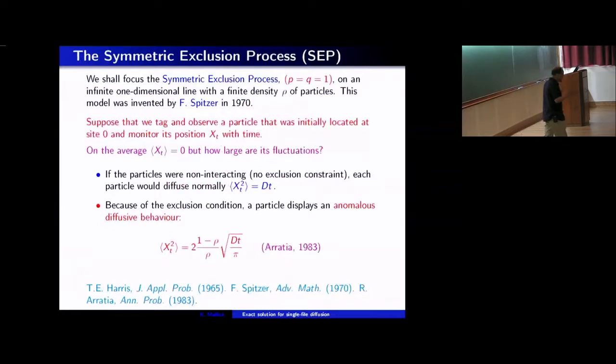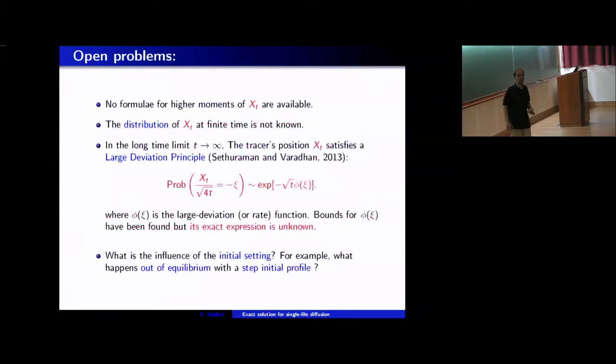And people have studied a lot this exclusion process and done plenty of things. But for this precise problem of a tagged particle in the symmetric exclusion process, not much progress was made. What do I mean by that? So I told you about the second moment, the x squared, but no formulas for higher moments are known. x^4, x^6, odd ones vanish, of course, by symmetry. Okay, so this is already one question.